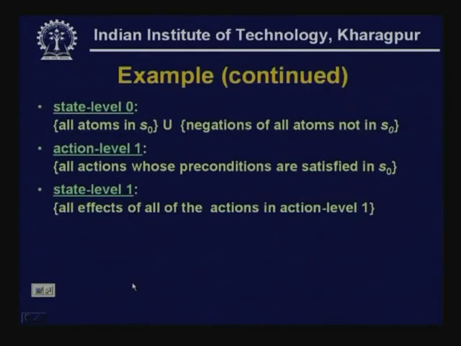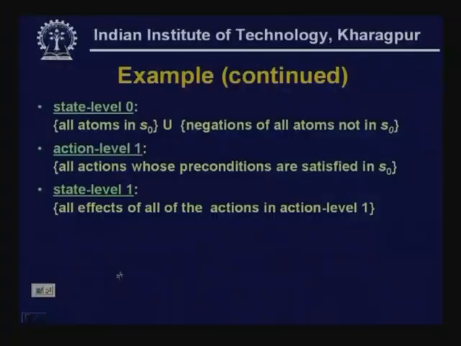So, at state level 0, we have all the propositions or the atoms that are mentioned in initial state union the negations of all atoms which are not in S0. At action level 1, we have all actions whose preconditions are satisfied in S0. In state level 1, we have all effects of all the actions in action level 1. So, this is how we can construct the planning graph, and by looking at the mutex conditions, we can specify the mutual exclusive relations between them.